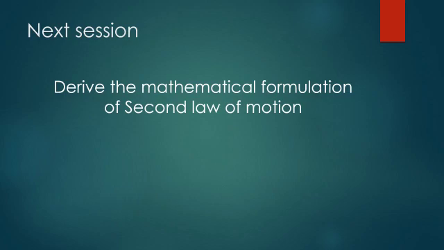In today's session, we have seen the types of inertia and Newton's second law of motion and the statement for it. In the next session, we are going to derive the mathematical formulation of Newton's second law of motion. That's the very simple formula, F is equal to ma. We are going to use the formula for momentum and derive this relation.